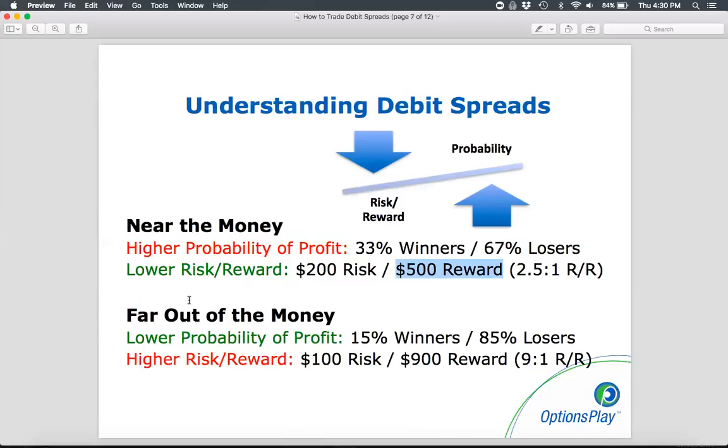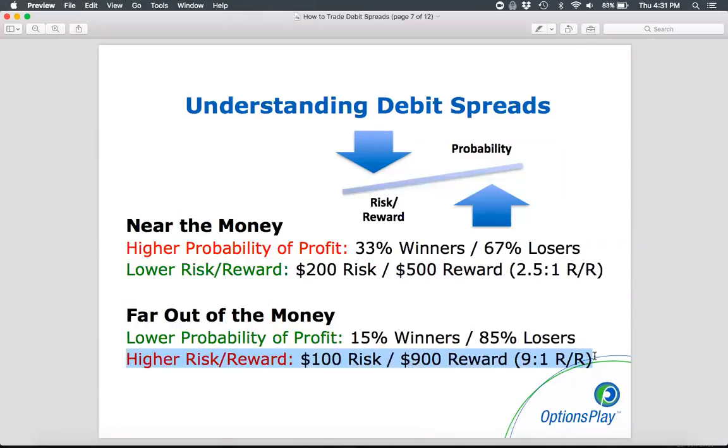Versus, you can also buy a debit spread that has an even lower probability of profit, where you only see 15% winners and 85% of your trades are losers. However, these types of trades usually give you really good risk to reward. So you might risk $100 to try to make $900. This is starting to get into lottery ticket territory, right? Where you pay a very small amount of money, you're risking just a few dollars, but if you win, you collect hundreds of times that, thousands, millions of times that. So it's the same concept: the lower the probability that you have, the better the risk to reward that you're going to get.